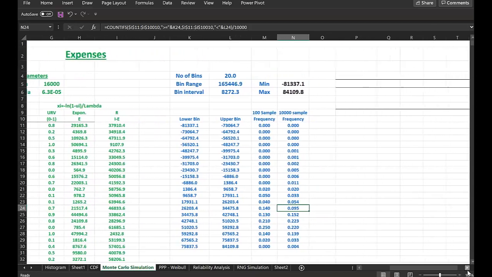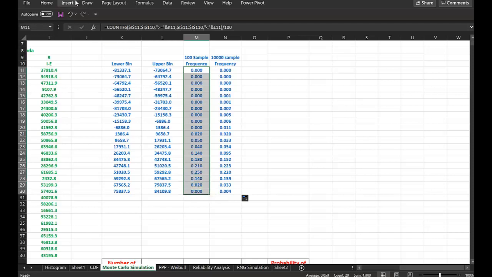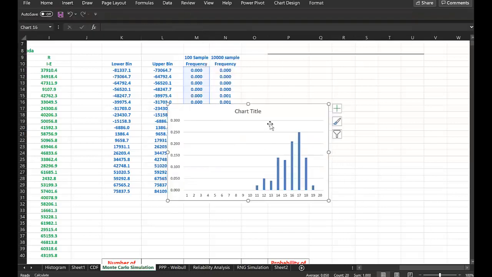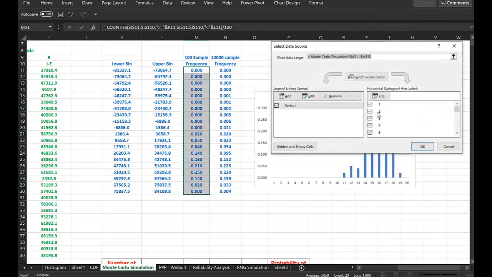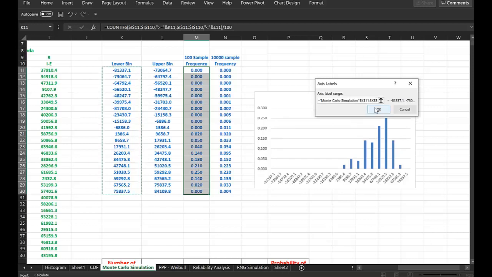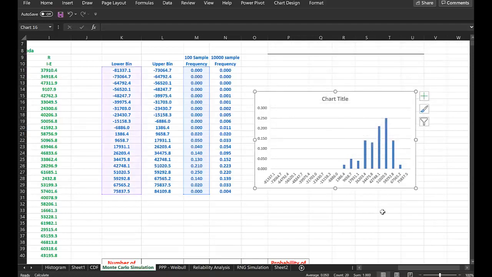So let's try to plot this for 10,000 samples as well as for 100 samples. So I want to plot a histogram for 100 samples. So insert. Now this is, let's say, for the x-axis. For the x-axis we can put these lower bins. Basically we should put the average or median, but for the time being we are fine with the lower bin size. So this will give me the histogram for the lower bin.